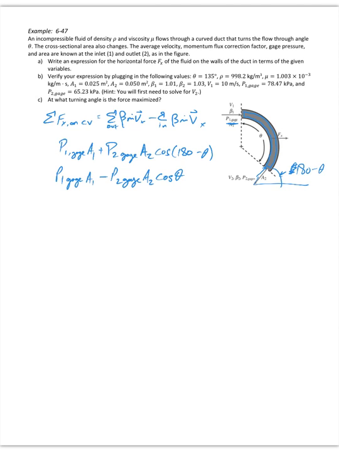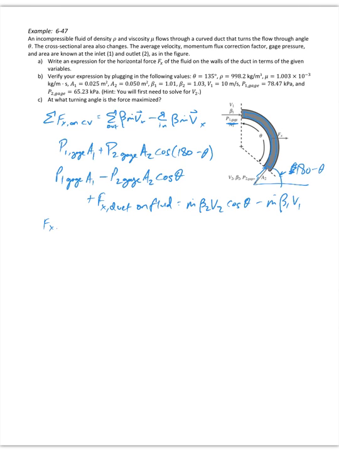Then I've got my F sub x. Here it's duct on fluid. Again, these are forces acting on the control volume. So it's the duct on the fluid. Then my momentum terms coming out of the control volume, m dot beta 2 v2 cosine theta, minus what's going in, m dot beta 1 v1. Now I'm going to just rearrange this to isolate my F sub x.